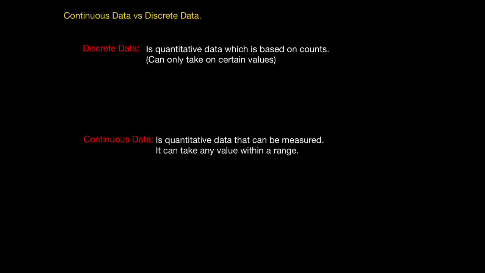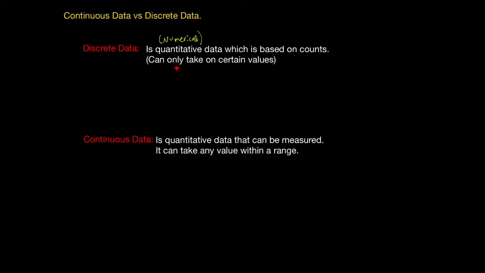So let's begin here. I have continuous data and I have discrete data. What is the difference? Well, here we go. For discrete data, we can say that it is a quantitative data. So quantitative, again, is numerical. We have numerical data, which is based on counts, can only take on certain values. So what exactly does that mean?